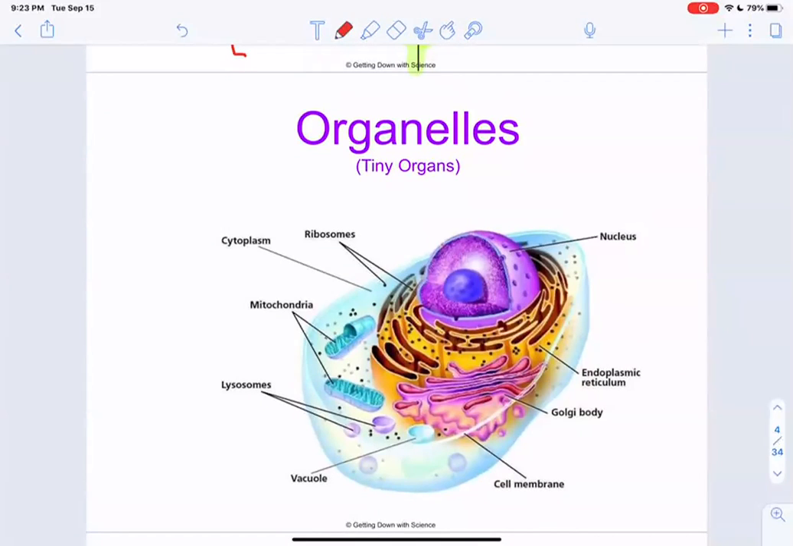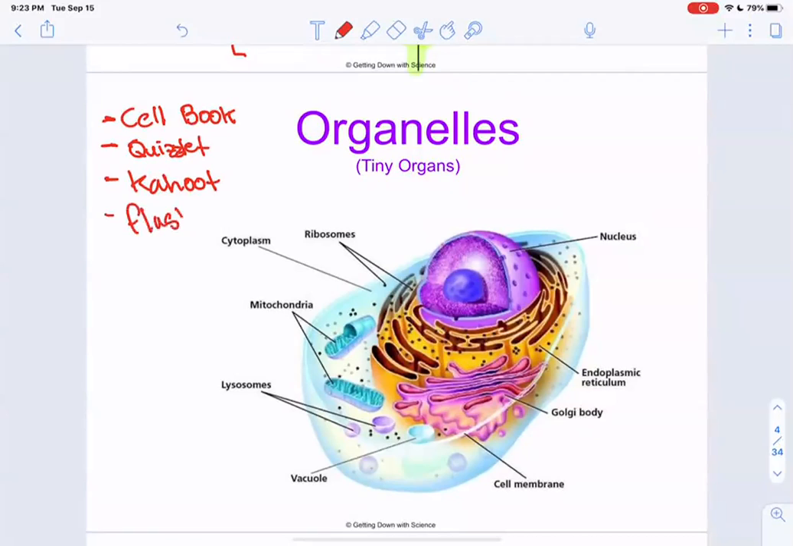Some really good resources: if you still have your cell book from freshman year, rip out your cell book. I bet Miss Martinez would be so proud of you if you still had it. This is going to be a great resource if you have it. What else can you use? Quizlet. I can't even spell Quizlet. I think there's two Z's. What else is there? Kahoot. Flashcards. You need to have this vocabulary memorized.